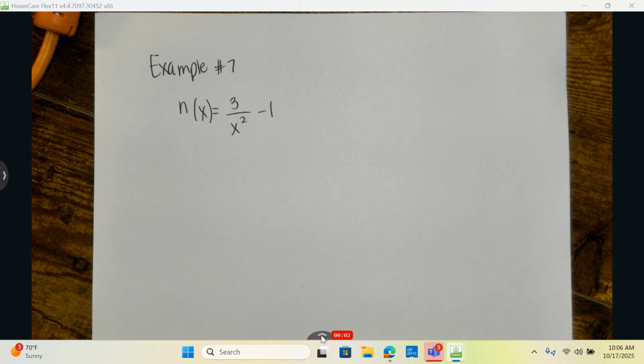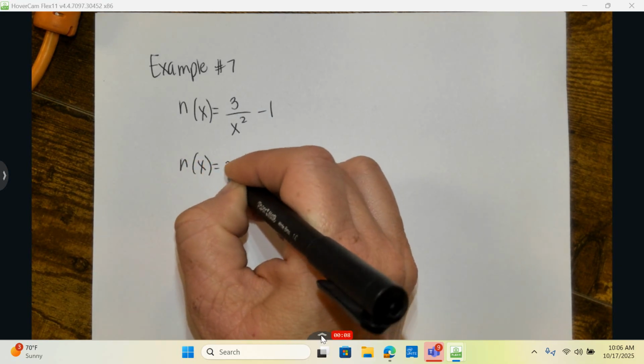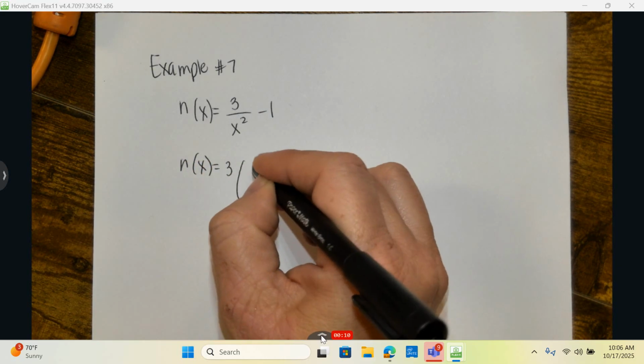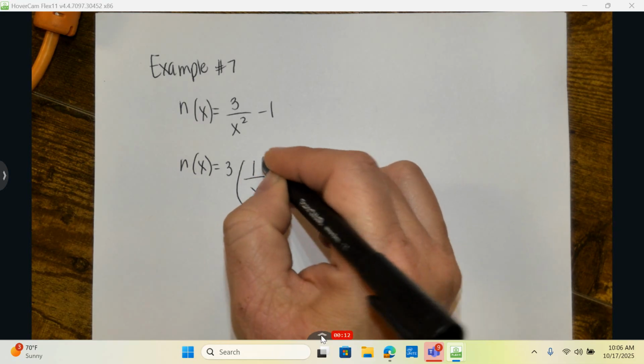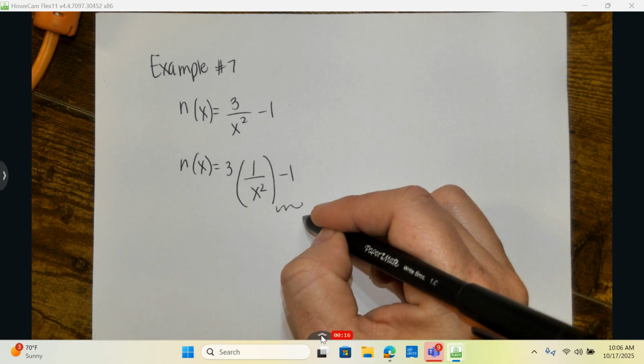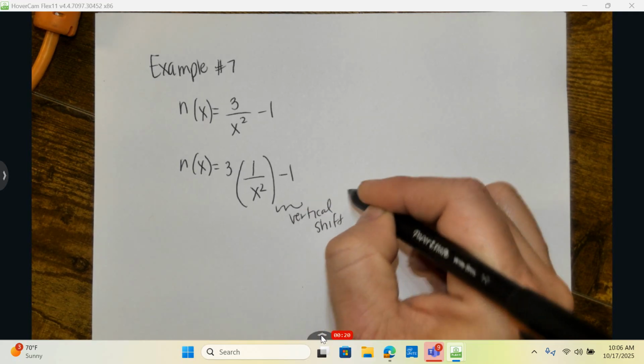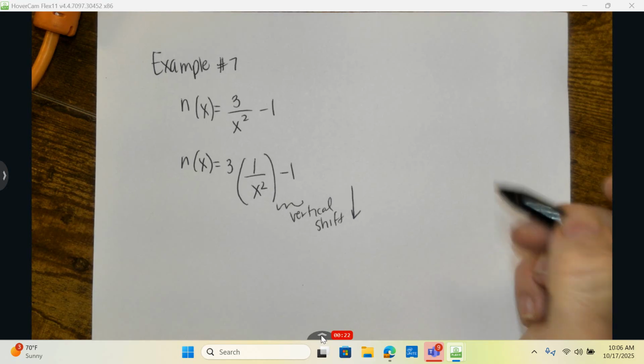Taking a look at example 7 from Unit 6, Lesson 3. I'm going to break this apart for you to better understand that we're taking 3 times the quantity 1 over x squared minus 1. Like our previous example, this is a vertical shift. Everything is shifting down 1.